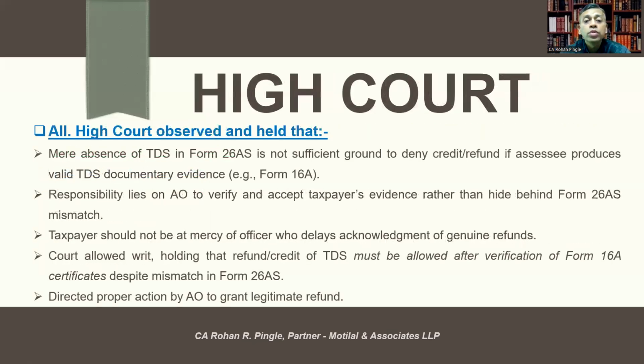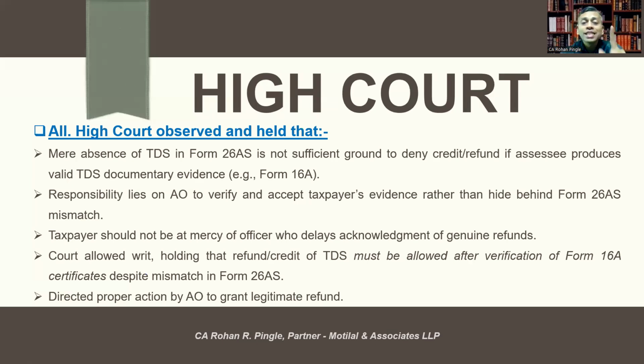Let's see what Allahabad High Court observed and held. Mere absence of TDS in Form 26A is not a sufficient ground to deny credit or refund if assessee produces valid TDS documentary evidence, for example, Form 16A. Very much interesting and important is that the Form 26A is not a final verdict. Okay, we can defend if we have a proper Form 16A received from our deductor. So mere absence of TDS in Form 26A is not a sufficient ground to deny the credit or refund.